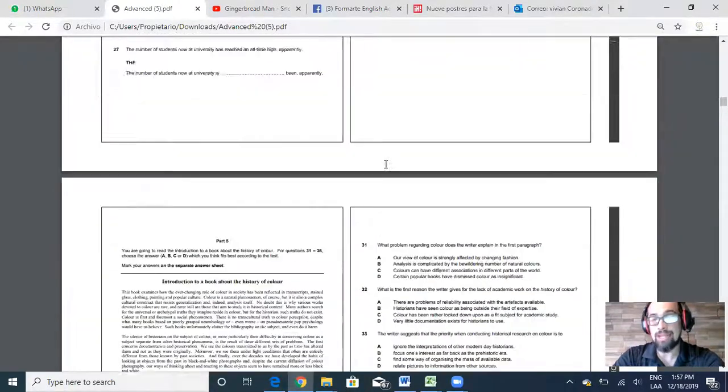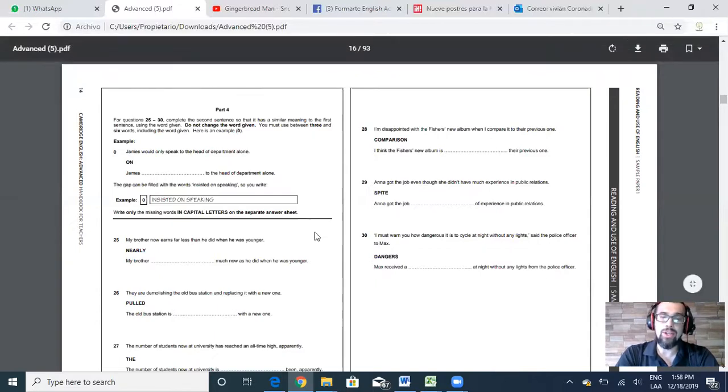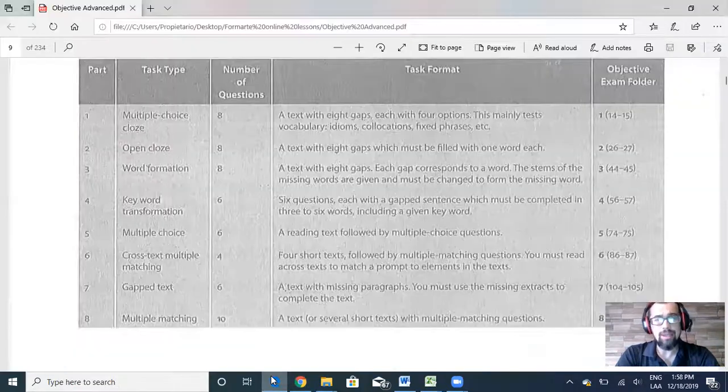Once we have been practicing all these different parts, then it's very important for us to practice also the time, how long it's going to take you to do this test, because it's very important for you to do it in at least 1 hour and 20 minutes, and have at least 10 minutes to pass all the answers. So in general, that's how this reading and use of English test looks.